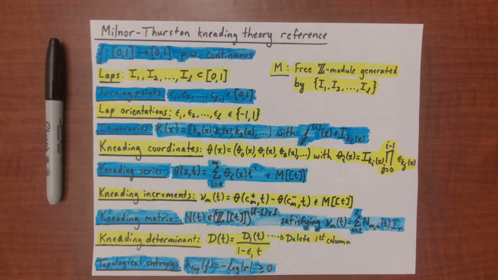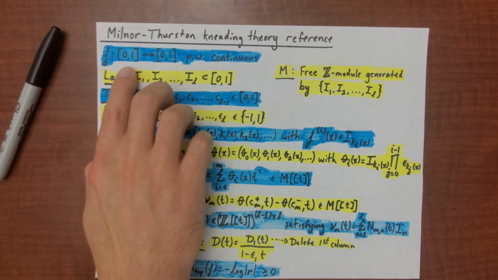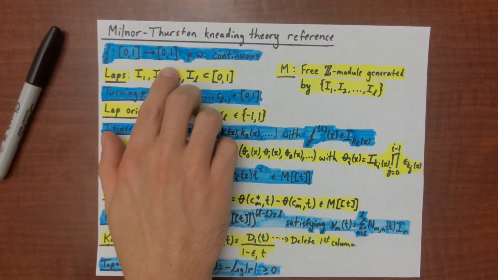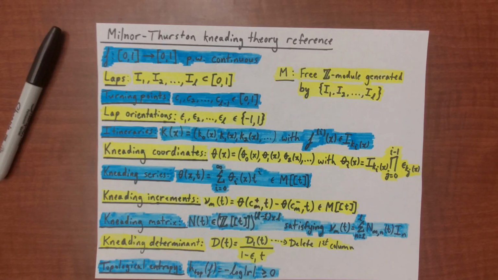So I'm going to show you how to use the Milnor-Thurston kneading theory to study the dynamical behavior of iterated functions of a compact interval. Say f here is some kind of function mapping from the closed interval 0 to 1 back into that same interval. So these are always going to be endomorphisms of some compact interval, and we're going to require that they be piecewise continuous. You can study discontinuous functions, but those discontinuities must be removable.